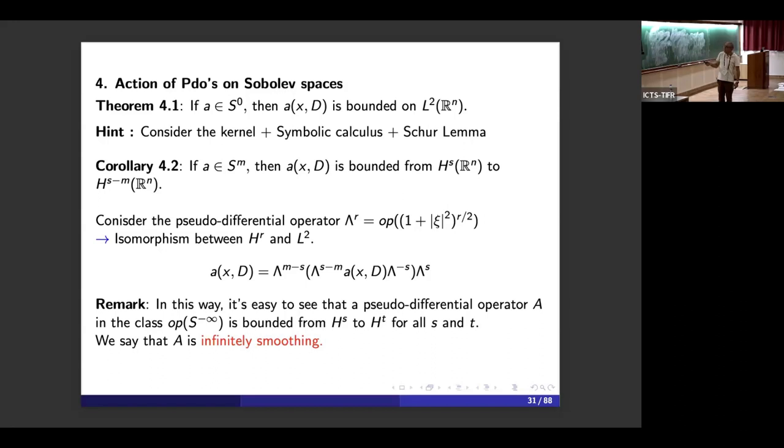Of course, if A is in S^M for all M's, all real numbers M, minus 10, minus 1000, it is in the class S minus infinity, and it will be bounded from HS to any HT. We say that it is infinitely smoothing. All the calculations we make, all the operations we make, are up to an infinitely smoothing operator. We don't see it.